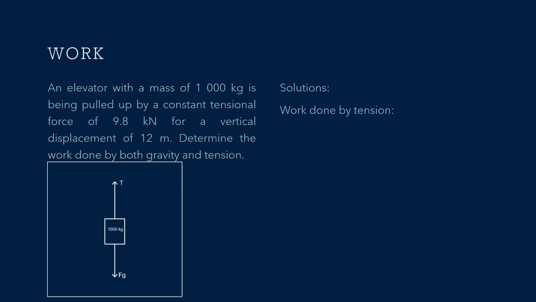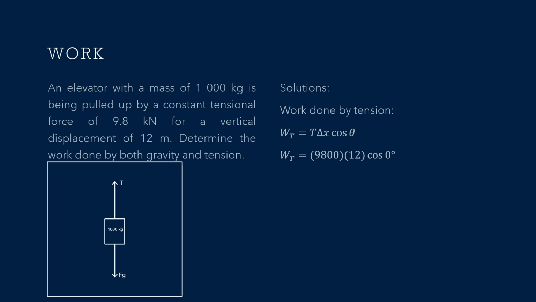First, we're going to calculate the work done by tension. And you know the formula of work. It is work is equal to force multiplied by displacement multiplied by cos of theta. Substituting in everything I know given by the problem statement, I will have work done by tension is equal to 9,800 newtons. Remember, the force that I was given in the problem statement is in kilonewtons, and you have to convert it to newtons. That is, multiply the 9.8 by 1000 and it will give you 9,800 newtons.